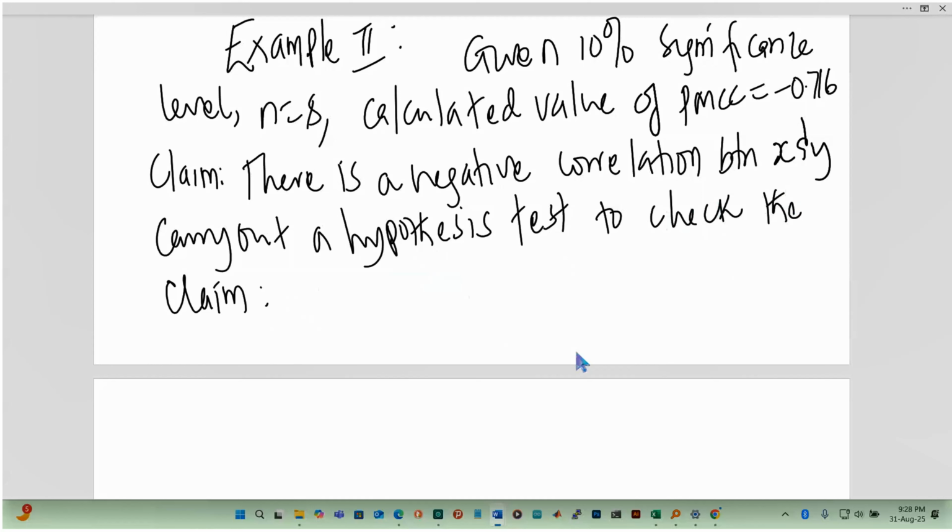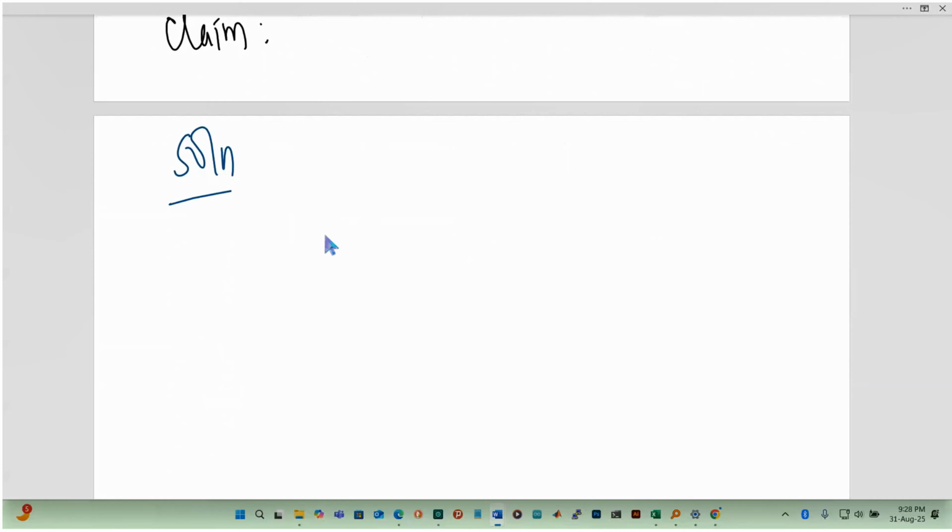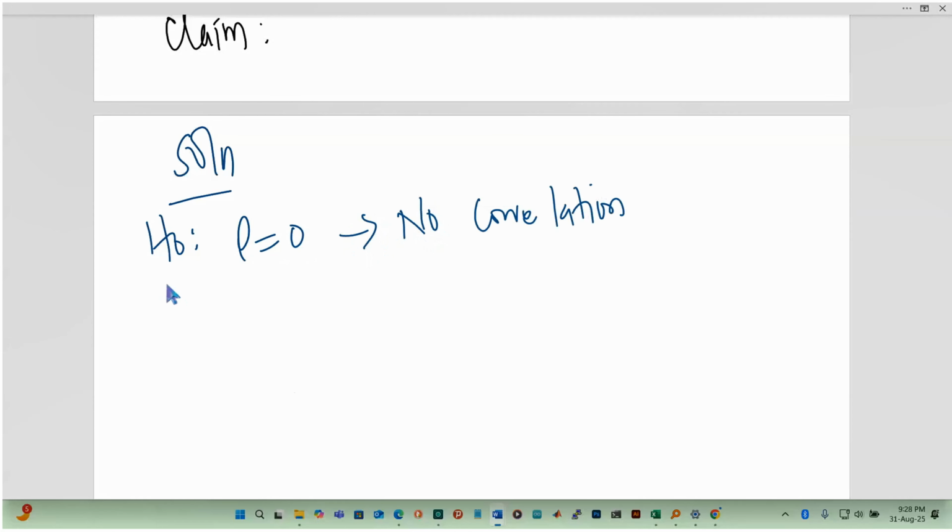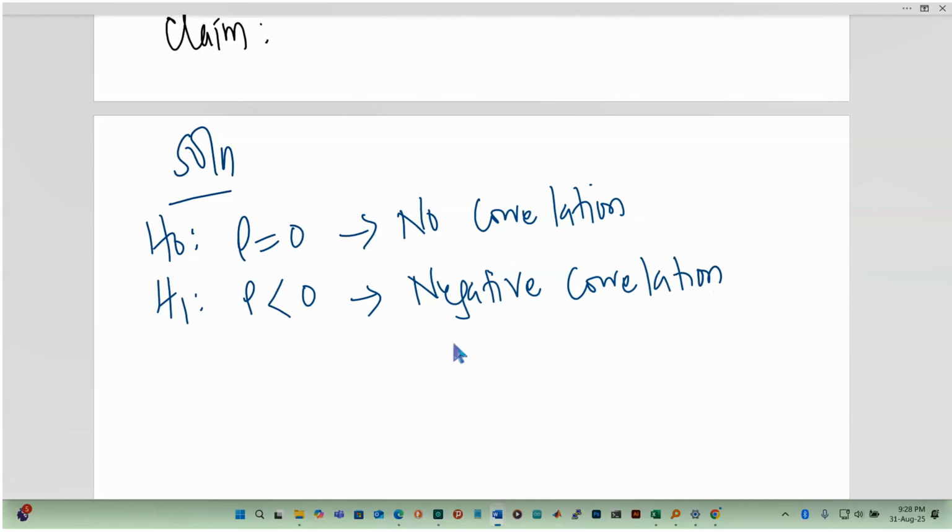Again, the claim is saying a negative correlation between x and y. So we need to look at the hypothesis. So one, we need to state the null hypothesis, whereby rho is equal to 0, so no correlation. Then the alternative hypothesis, rho is less than 0, because we are told that we have a negative correlation according to the claim.